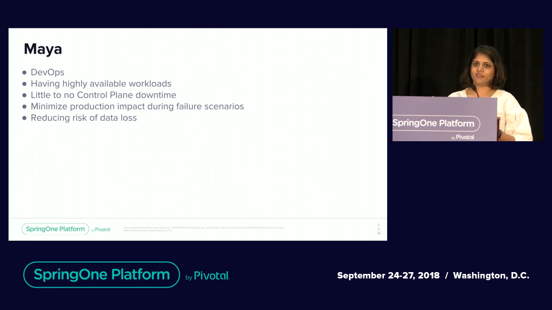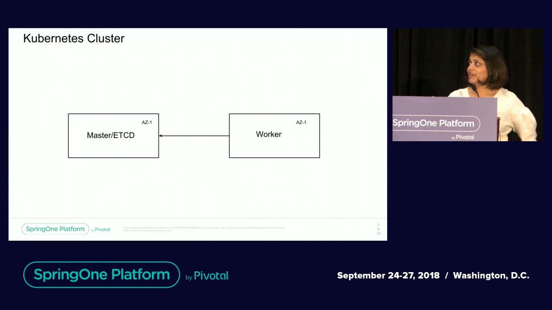So she can achieve all of these by having a highly available PKS setup and eliminating any single points of failure. Given this is a Kubernetes cluster provisioned using PKS, where master and etcd are co-located, there are quite a few single points of failure here. The master etcd VM can go down and no new workloads can be scheduled, and the worker VM can go down and there will definitely be workload downtime.